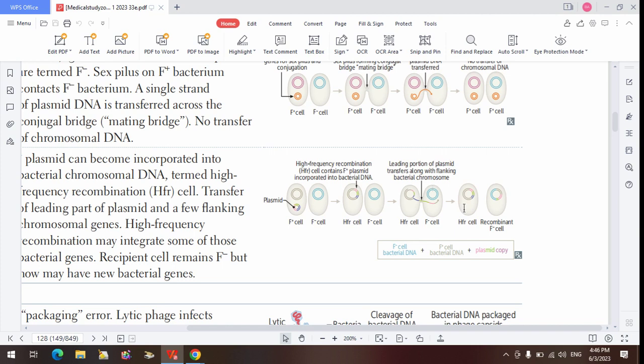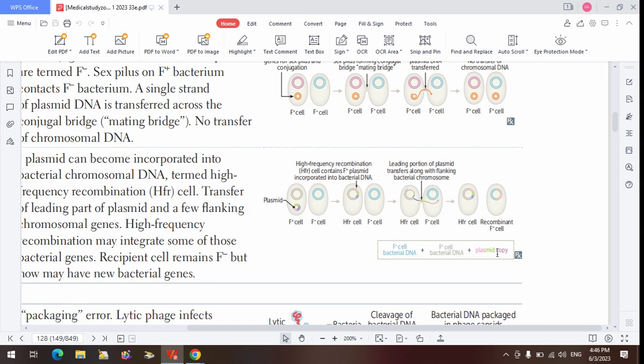You know that we've said that the recipient cell is F negative. That means that it doesn't contain plasmid itself. You get it? So what it contains only is chromosomal DNA, but it is receiving two things from the donor. It's receiving the leading part of the donor's plasmid as well as a segment of the chromosome of the donor cell. You get it? Now, that chromosome as well as the leading part of the plasmid will now incorporate into the chromosome of the recipient.